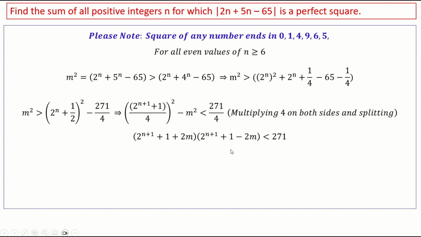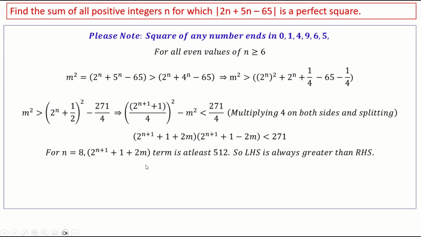Now, by looking at this equation, if I take 8 instead of 6, 2 power 8 plus 1, that is 2 power 9, correct? 2 power 9 is already 512. So this value is minimum 512 times a positive number. So obviously this will not be less than 271, correct? So for n equal to 8 and above even numbers, there is no solution for this equation. So you can ignore 8 and above. The only remaining value is 6.